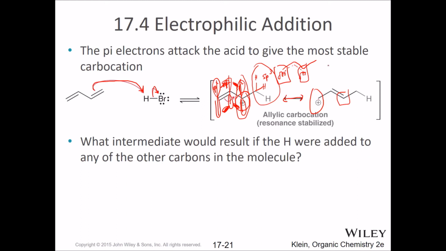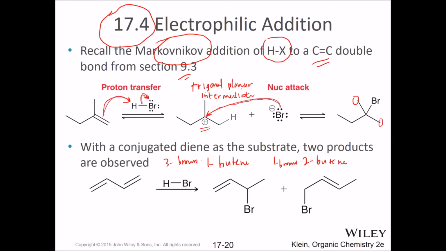So you know now the bromide is going to attack either here or here. So what intermediate would result if the hydrogen were added to any of the other carbons in the molecule? Okay, that's a good thought question. I'm going to stick with this story right now. With this story, you're going to get bromide attack at the 1 and the 3. Let me go back one slide for a second. It's exactly what happened. Look at that. Boom. Beautiful.